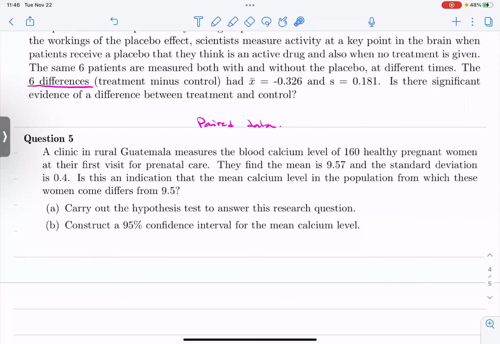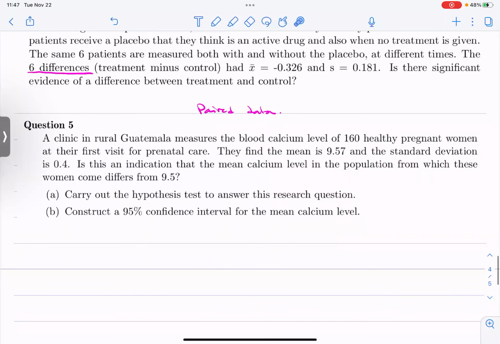How about this one? A clinic in rural Guatemala measures the blood calcium level of 160 healthy pregnant women at their first visit for prenatal care. They find the mean is 9.57 and the standard deviation is 0.4. Is this an indication that the mean calcium level in the population from which these women come differs from 9.5? Carry out the hypothesis test and then construct a confidence interval and you'll have those solutions.